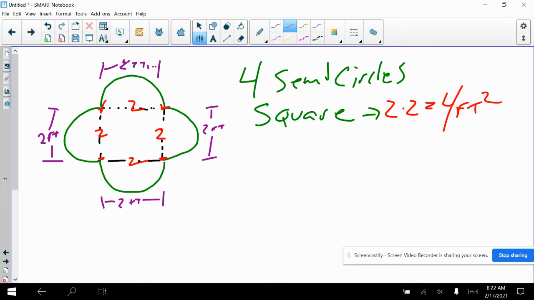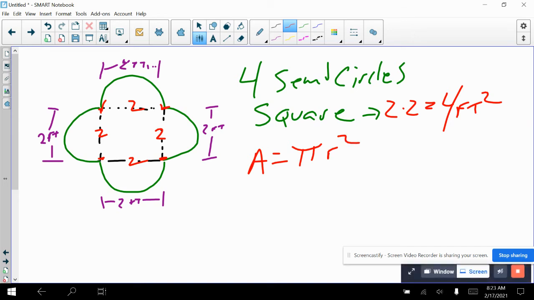Okay, now this is where you might want to really pay attention, because I'm about to give you a little hint here. So we've got to find the area of a semicircle. So what's that? Area is equal to pi r squared, divided by 2.